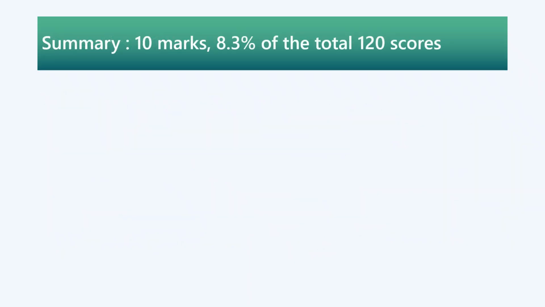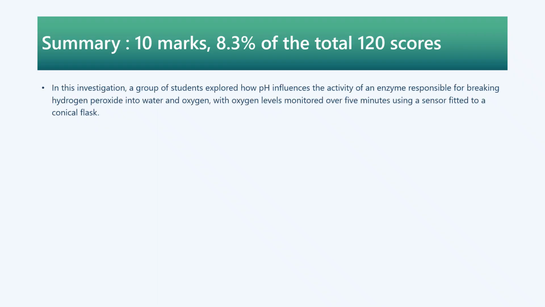In this investigation, a group of students explored how pH influences the activity of an enzyme responsible for breaking hydrogen peroxide into water and oxygen, with oxygen levels monitored over 5 minutes. The results revealed a clear pattern.